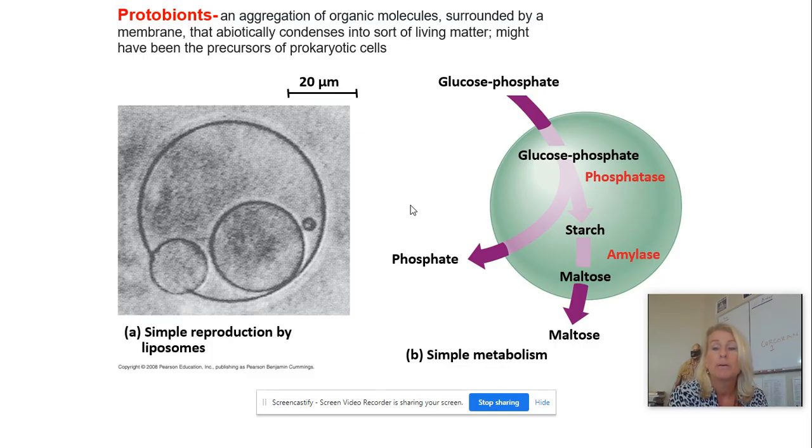Then there's this idea of a protobiont. Proto means first, and bio means life. So a protobiont is just an aggregation of organic molecules. Maybe it's nucleic acids, maybe it's proteins, but they're surrounded by a membrane, and there could have been some simple metabolism.